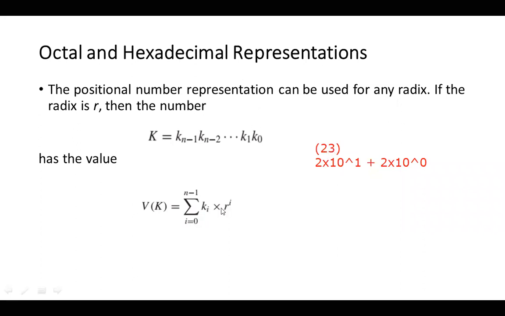r represents the radix. If it is decimal, the radix will be 10. If it is binary, the radix will be 2. If it is hexadecimal, the radix will be 16. If it is octal, the radix will be 8. And this i represents the power of the radix, so i will represent 0 and 1, whatever is your power to the radix. So this is how we represent octal, hexadecimal or any binary numbers in mathematical notation.